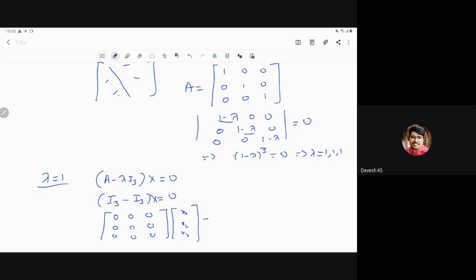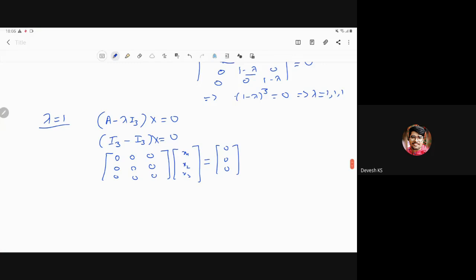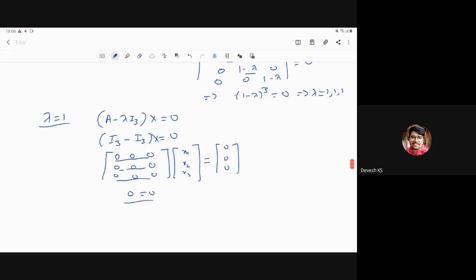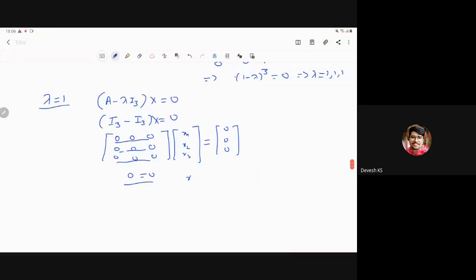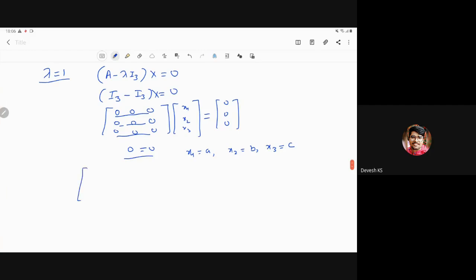Here are the entries of capital X, and the right hand side is 0, 0, 0. Now you need to solve the system. You are not getting any equation. If you consider the first row, first column, then you are getting 0 equal to 0. It is the same for all three. You are not getting any equations in x1, x2, x3. It means x1, x2, x3 all are arbitrary. So assume x1 equal to some arbitrary constant, x2 equal to some arbitrary constant, and x3 also some arbitrary constant. So what is your eigenvector corresponding to lambda equal to 1?